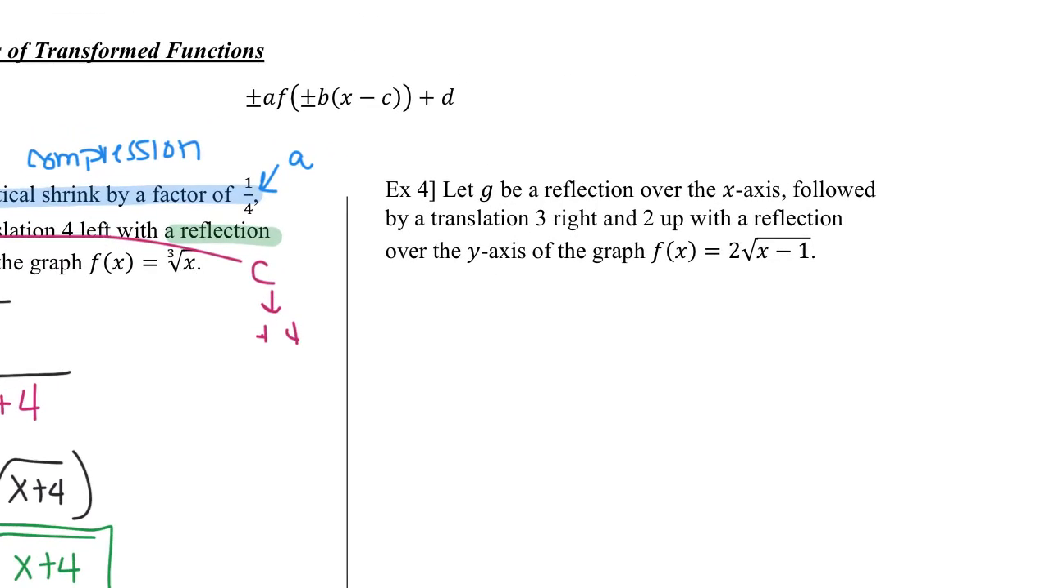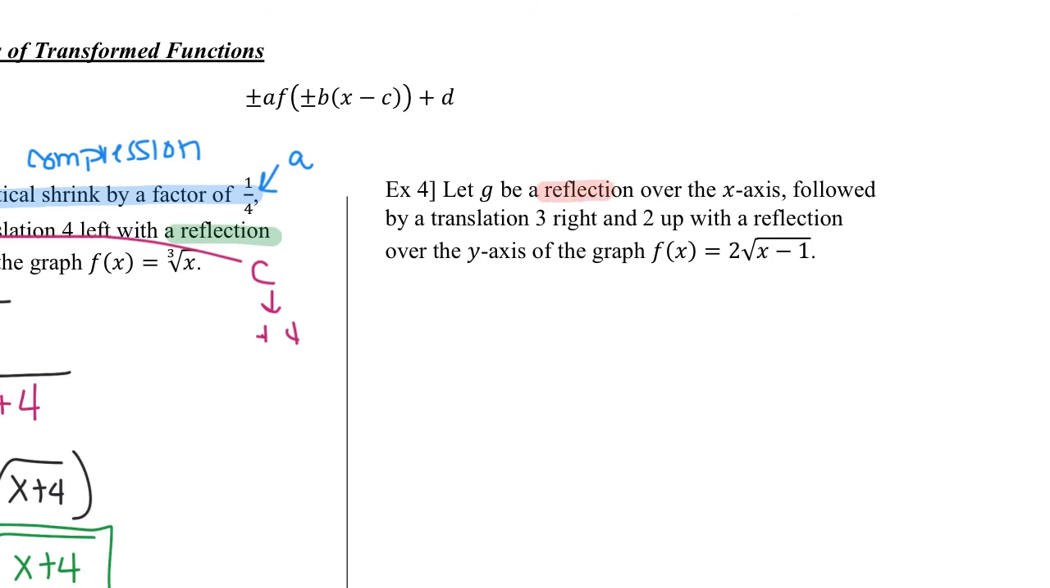Example 4. Let g be a reflection over the x-axis, followed by a translation 3 right and 2 up, with a reflection over the y-axis of the graph y equals 2 square root of x minus 1. So we're not starting from the parent function this time, but we stay the same general process.